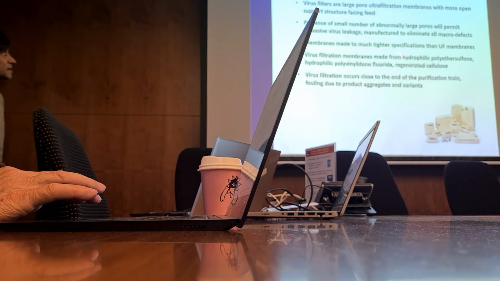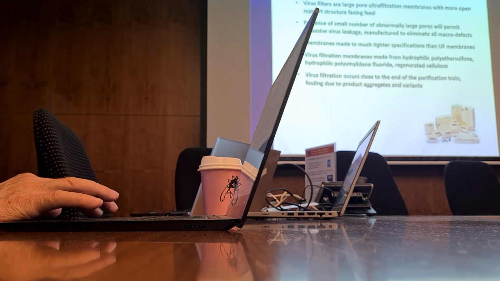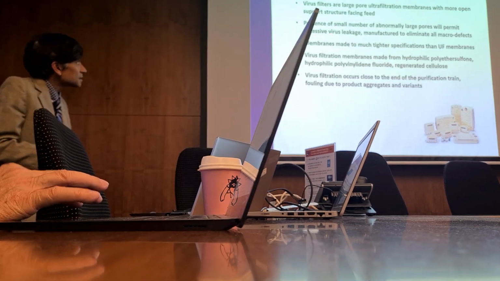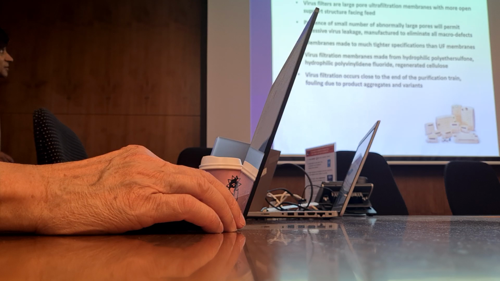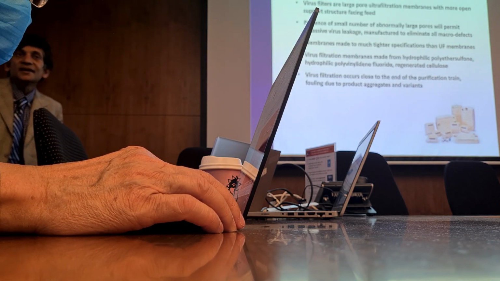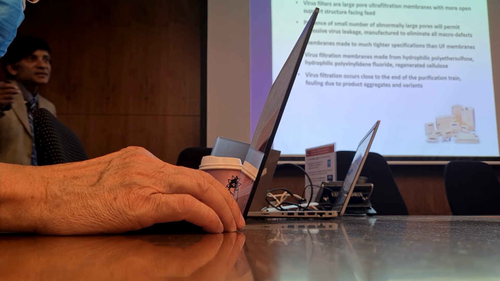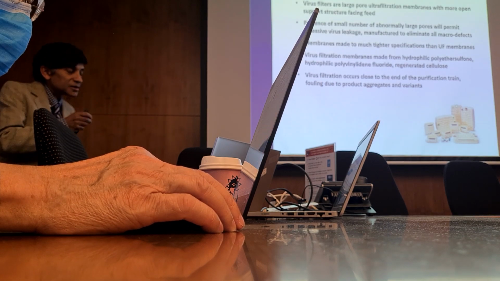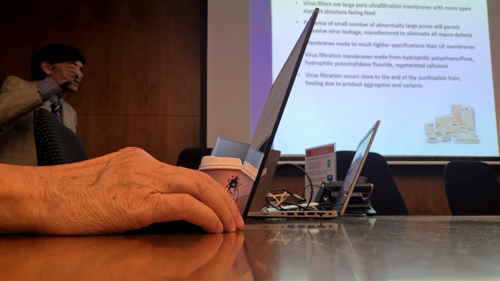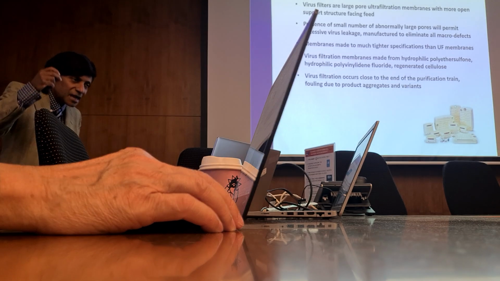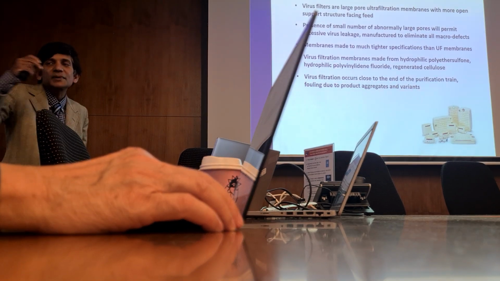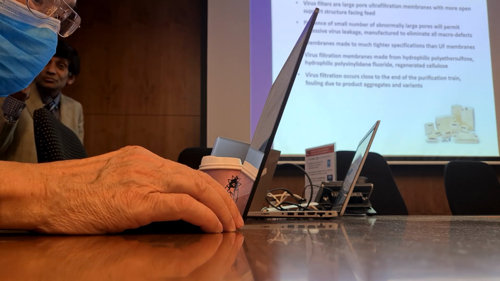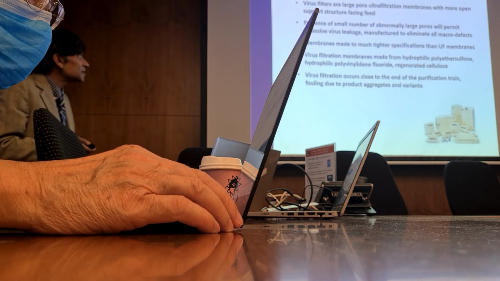So one of the things that comes up then is that virus filters are made to very, very tight constraints. You cannot have any macro defects because you want to show at least maybe 10,000 times, or 10 to the 4, log clearance of virus, so 4 log clearance. So you want 10,000 times reduction in the virus load in the feed compared to the permeate. You also want at least 90-95% product recovery. So that's very, very tight and very difficult to do.